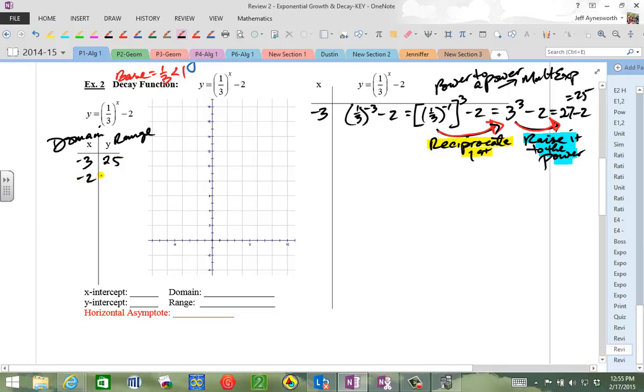Then what do you get when you get -2 and so on? So let's try that. So 1/3 to the -2 power, then minus 2. So you rewrite it in power to power form. So you take 1/3 to the -1 power and then square it and then subtract 2.